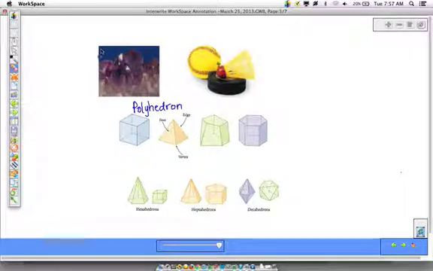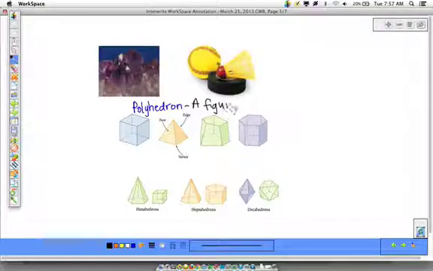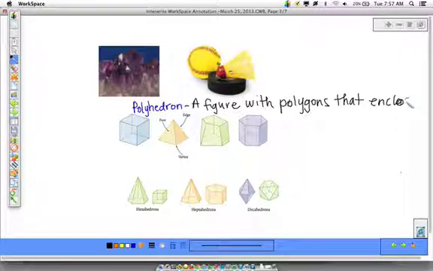Polyhedra is the plural. A polyhedron is simply a three-dimensional figure that encloses a space using polygons. So we're going to say a polyhedron is a figure with polygons that enclose a space. Enclose a space.